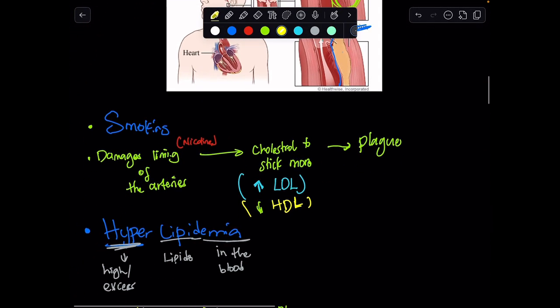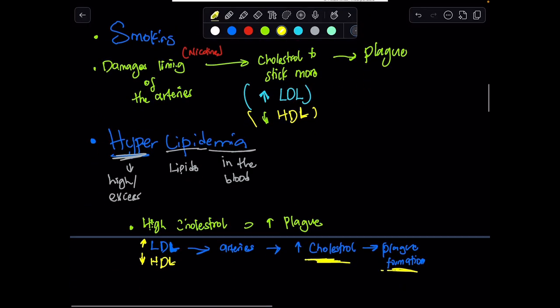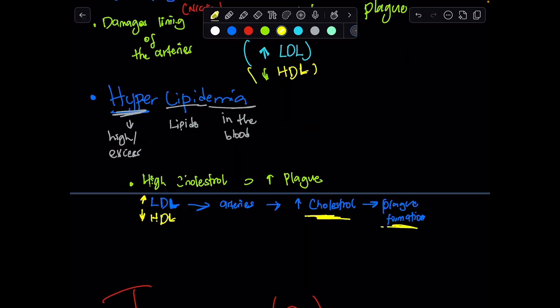Then smoking. We know it does the same thing: it damages the lining. Cholesterol sticks more. Why is there more cholesterol to stick? Because lazy Luffy just keeps dropping it off, and there's not enough helpful Luffy to remove it in time, so the plaque forms. Now, hyperlipidemia, by definition, is high cholesterol in the blood, and that means there is more of the bad or lazy Luffy and less of the helpful one. So that causes increased cholesterol in the arteries, and that causes plaque formation.